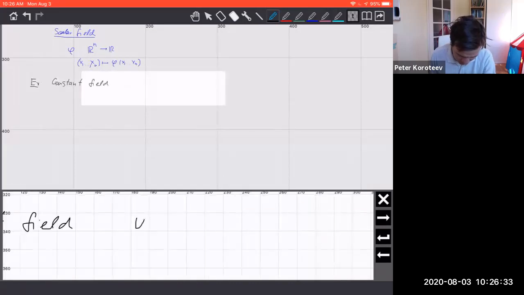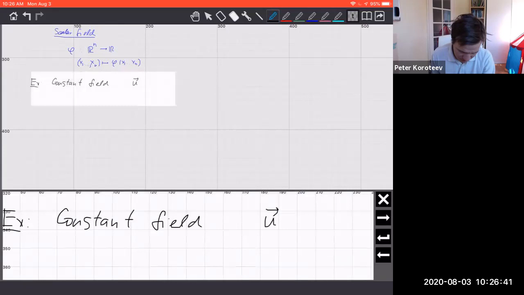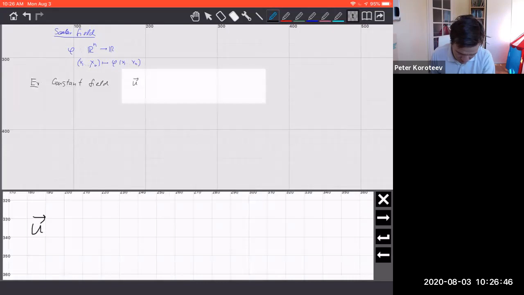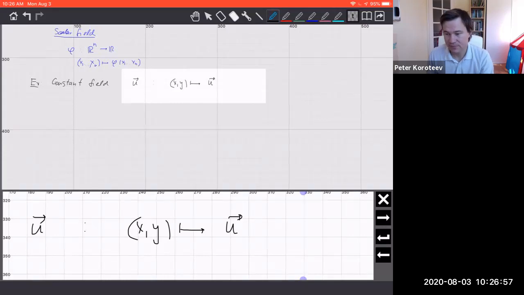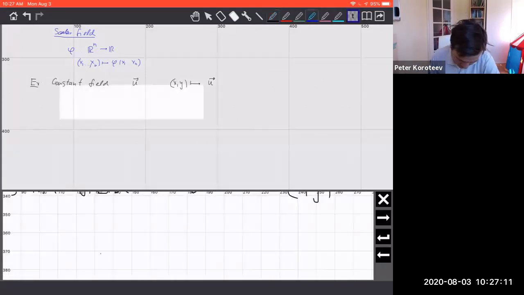Constant field, we'll just call it U, without any dependence. For simplicity, let me draw it in two-dimensional space. It takes every point and assigns it the same vector. So it's a vector constant, right? Like, for example, in the example with the Kepler motion, angular momentum was a vector constant. So it looks like this.